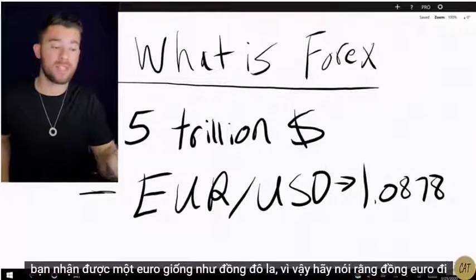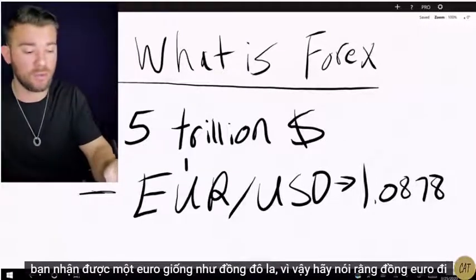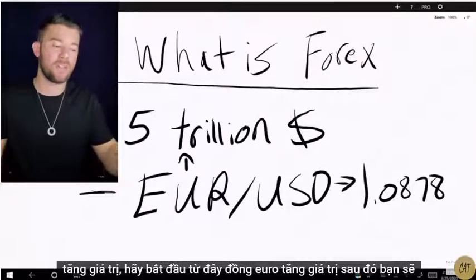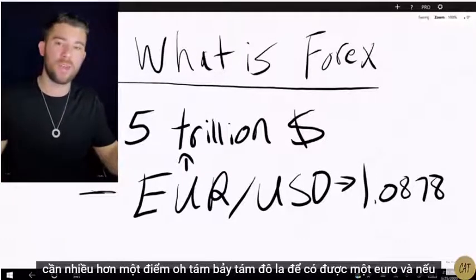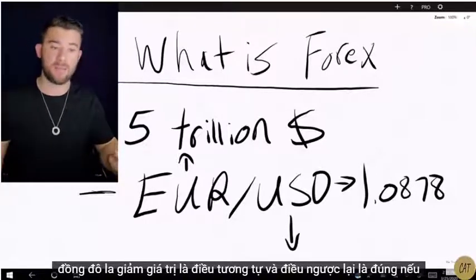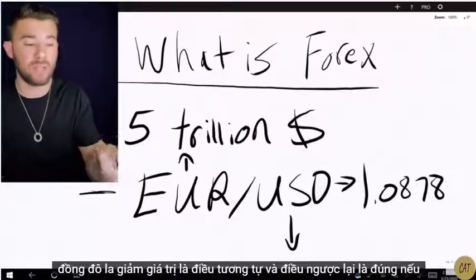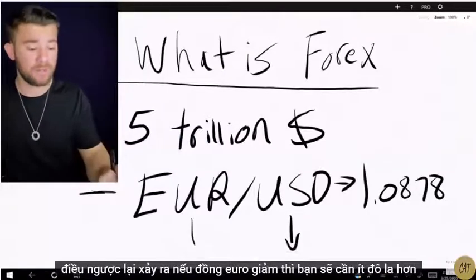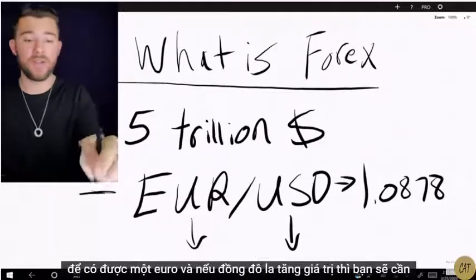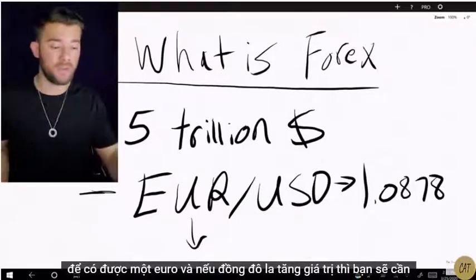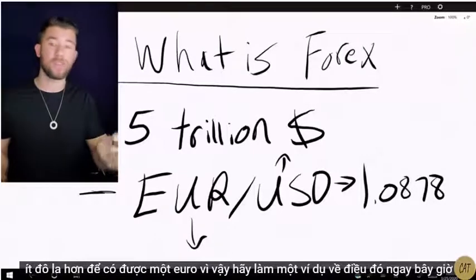So if the euro rises in value, then it's going to take more dollars for you to get 1 euro. The same thing, if the euro goes up in value, then you're going to need more than $1.0878 to get 1 euro. And if the dollar goes down in value, it's the same thing. And the opposite is true if the opposite happens. If the euro drops, then you're going to need less dollars in order to get 1 euro. And if the dollar rises in value, then you're going to need less dollars to get 1 euro.